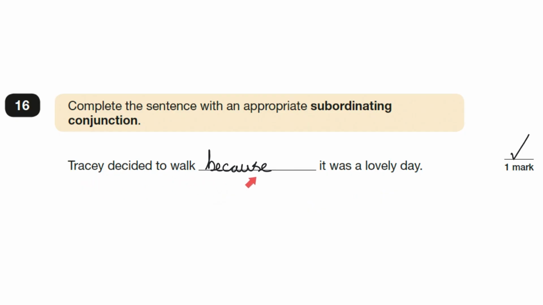Tracy decided to walk since it was a lovely day. I think that would work. So since probably would have got us the mark. Tracy decided to walk if it was a lovely day doesn't quite make sense, so we've just got to be aware of this appropriate subordinating conjunction. So Tracy decided to walk because it was a lovely day. I think we also probably could have got since it was a lovely day.